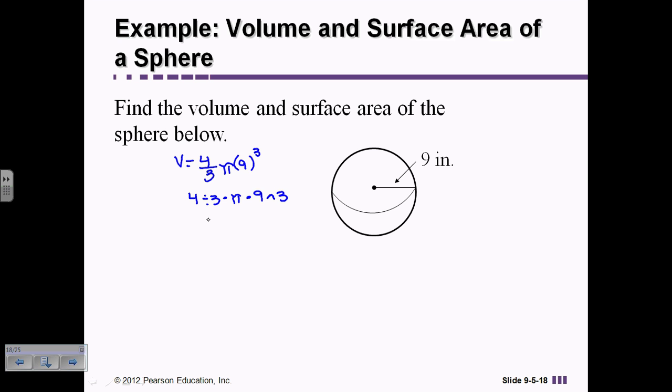So if we work this out, 4/3 times pi times r cubed, you're going to get 972 pi, which is equivalent to 3052.08 inches cubed.